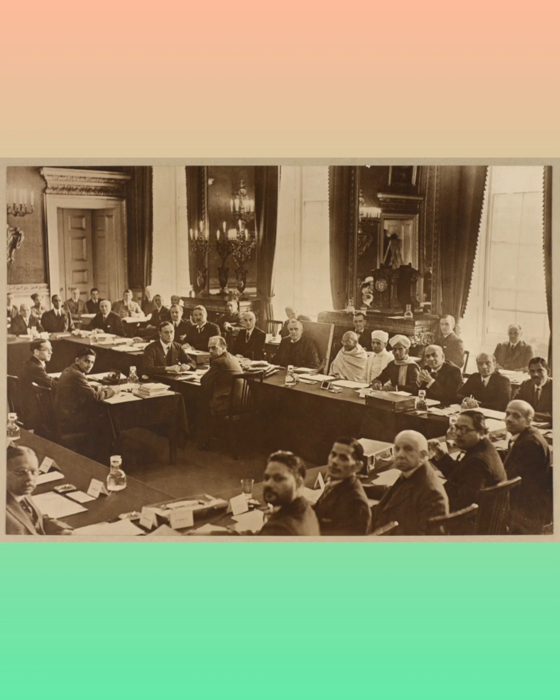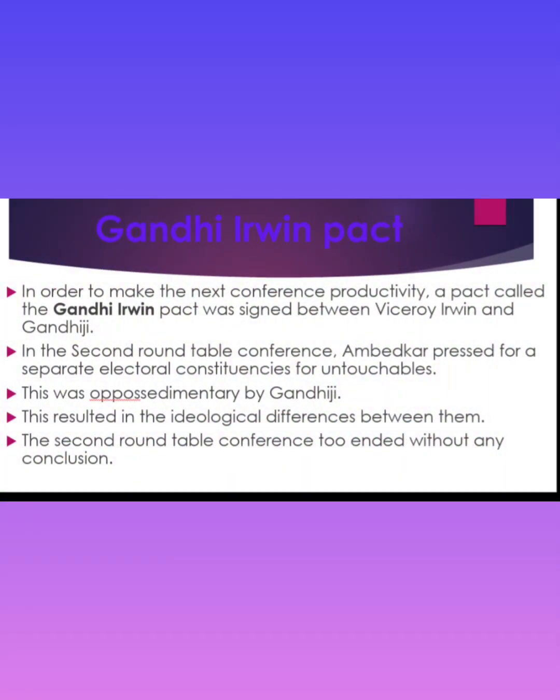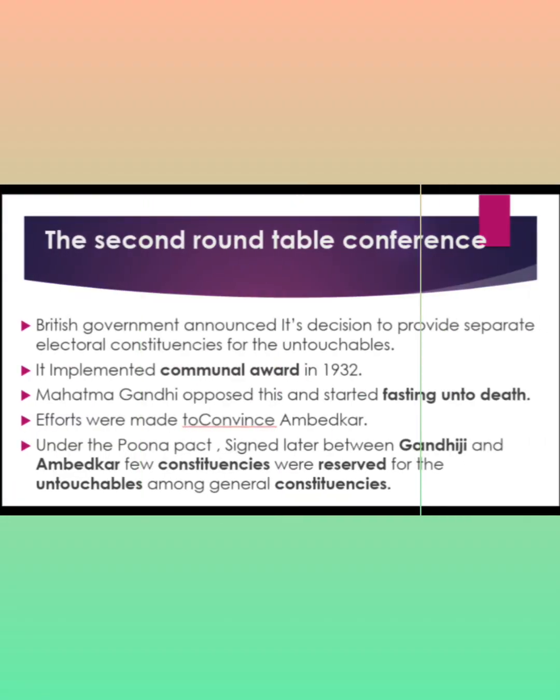In the second Round Table Conference, Ambedkar pressed for separate electoral constituencies for untouchables, but Mahatma Gandhi opposed this. This resulted in ideological differences between them. So the second Round Table Conference too ended without any conclusion.